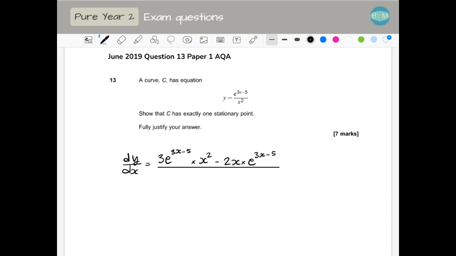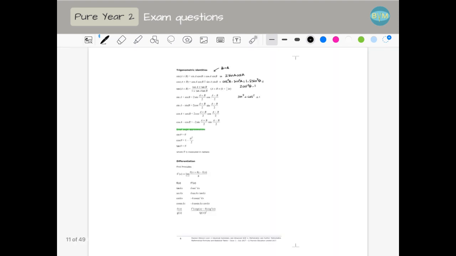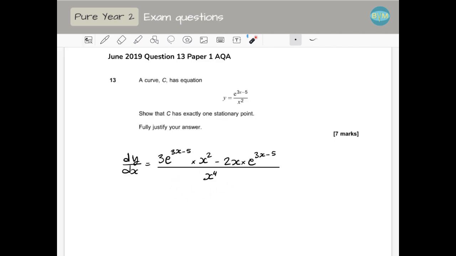This formula, the quotient rule, is in the formula booklet. Of the quotient rule, the chain rule and the product rule, it's the only one that is in the formula booklet. Yeah? And I'm going to try to simplify things.